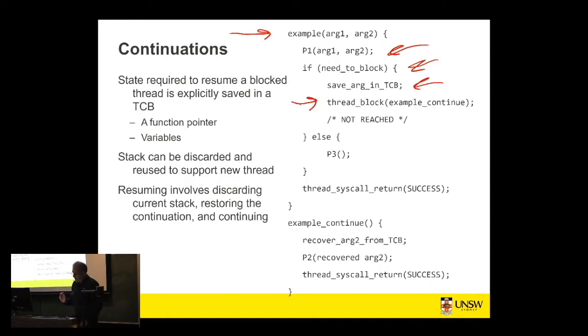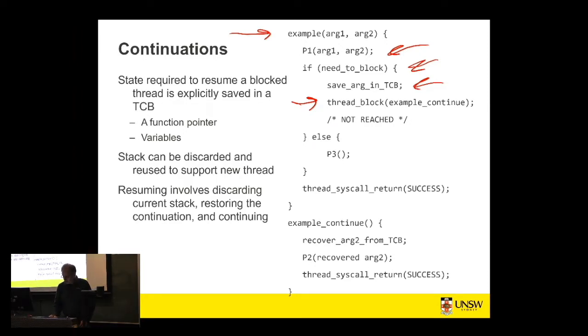Once we've saved the state that we need in the future, we can then call our thread block routine, and we pass in the continuation, which is the function pointer of where we would like to start running when thread block results, or when the thread is unblocked. We've got a single thread of execution in the system, and we're using this continuation to suspend it in order to be able to process another activity.